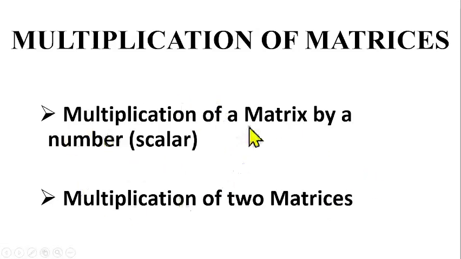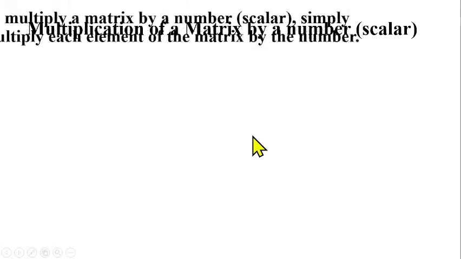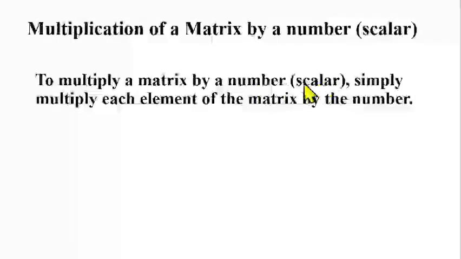Those are the two things you are going to be doing under multiplication of matrices, and those are the only things you can see when it comes to multiplication of matrices. Now let's start with the first one, which is the multiplication of a matrix by a number, which is called a scalar. To multiply a matrix by a scalar, simply multiply each element of the matrix by the number.